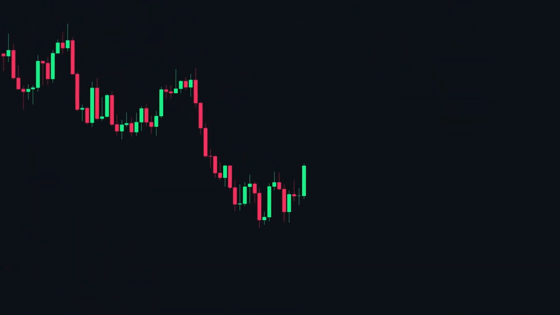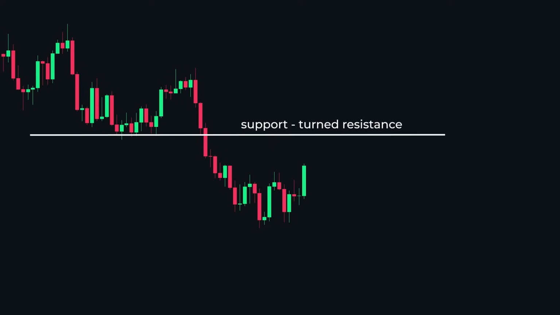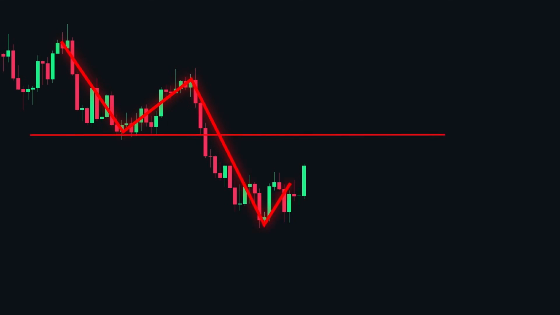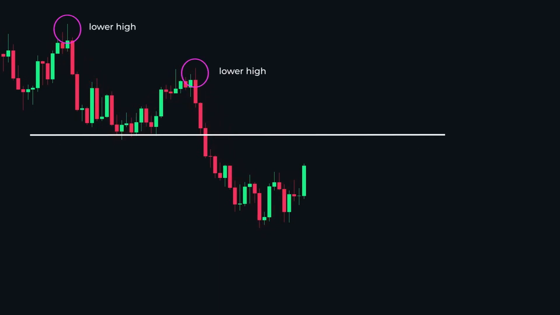Here's another example. In this chart, we see that the price is in a downtrend, and it has formed a support-turned-resistance level. This happens because the price initially formed a support level, as price rejected it once, but then price broke below it and is now approaching it again from the bottom, making this an area of resistance. However, we also see that the price has made 2 lower high points, creating a strong trend line.